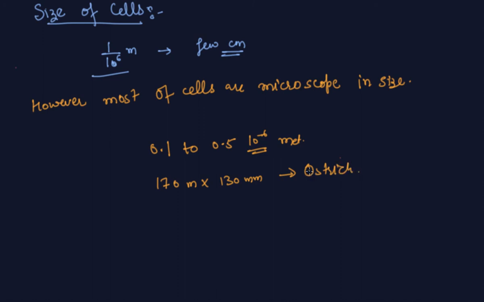There is no relation between the size of the body and the size of the cell. It is not necessary that the cells in an elephant be much larger than the cells in a rat. So there is no correlation between the size of the body and the size of the cell. This is the smallest and this is the largest cell, so the size may vary.